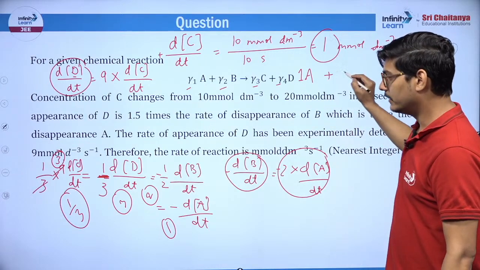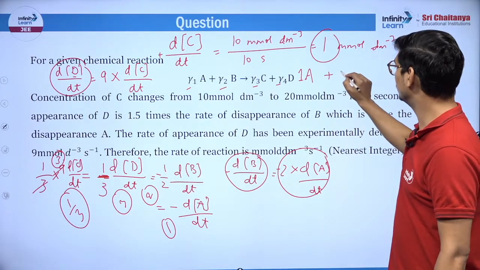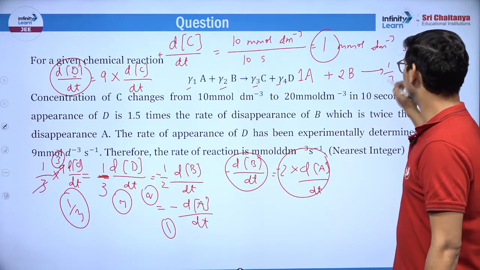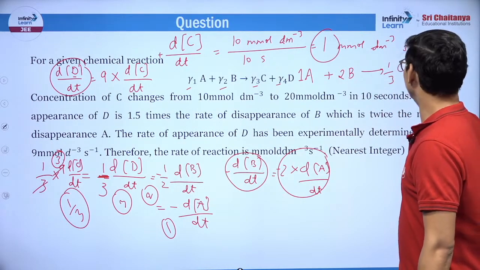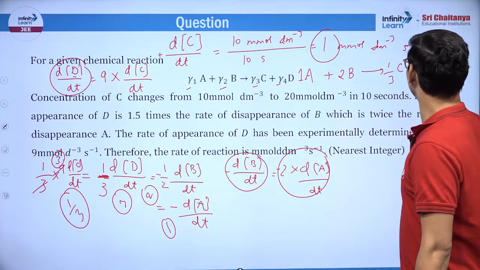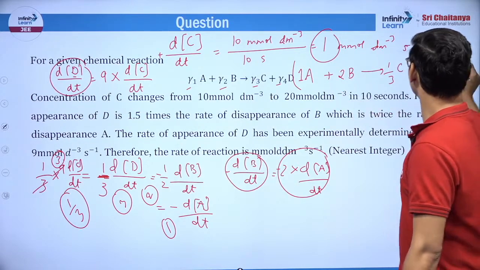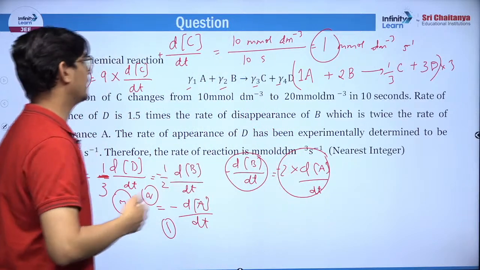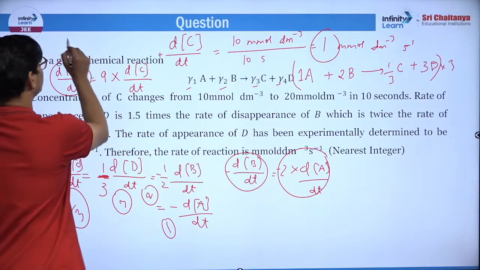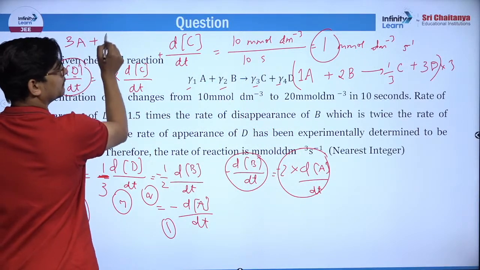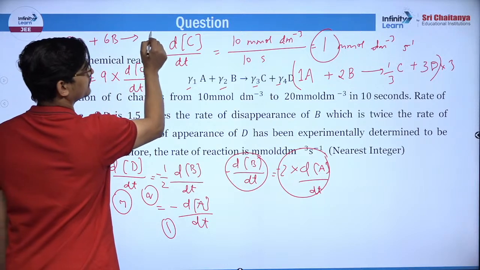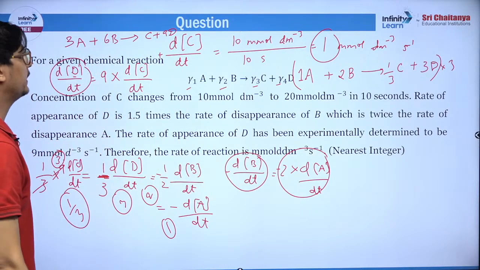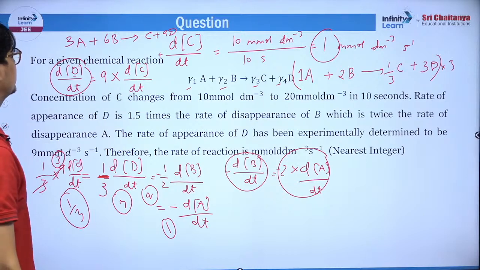So 1A, the coefficient of B is 2. The coefficient of C is 1 upon 3 and the coefficient of D is 3. Am I correct? To convert it into integers, I will multiply it by 3. So I will get 3A plus 6B giving C plus 9D. Am I correct? 3A plus 6B gives C plus 9D.